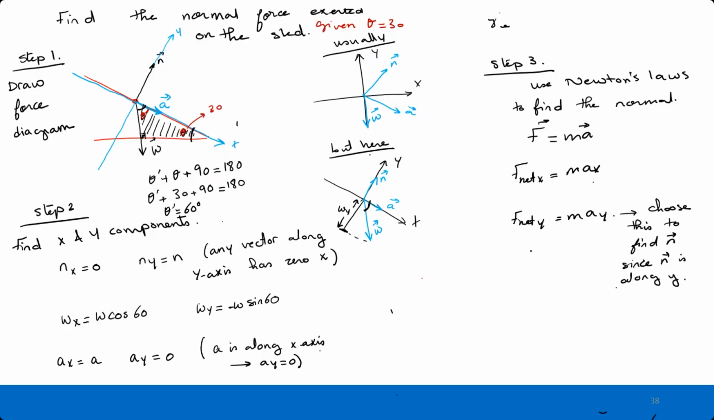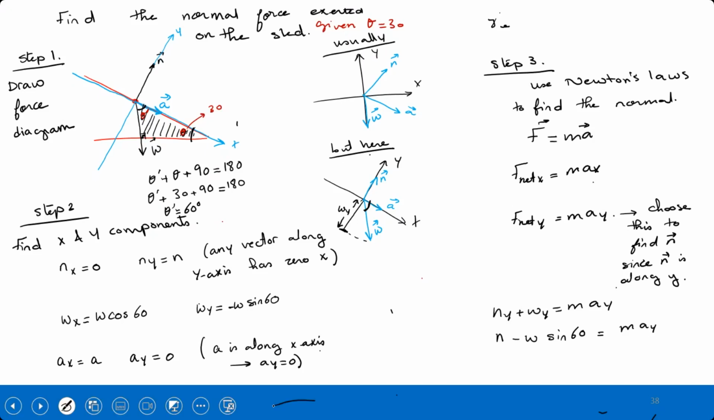What do we have along the y direction? You have ny plus wy equals may. What is ny? It is n. What is wy? It is minus w sine 60. This is equal to may. Now I know that ay is how much? It is 0. So I got this to be equal to 0, then I can deduce n to be equal to w sine 60.